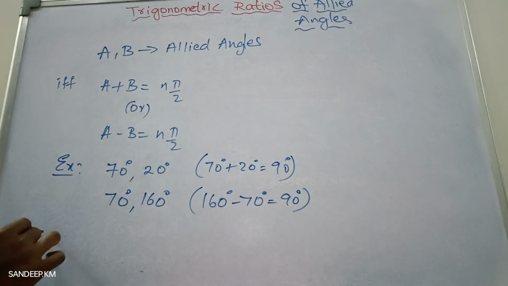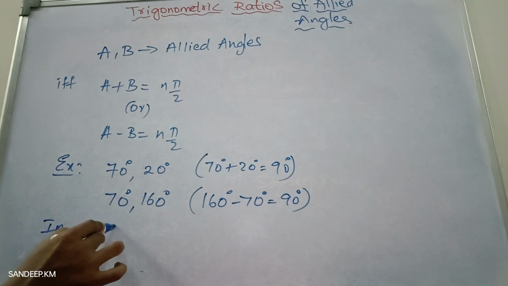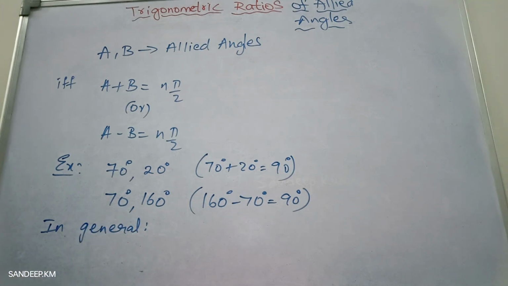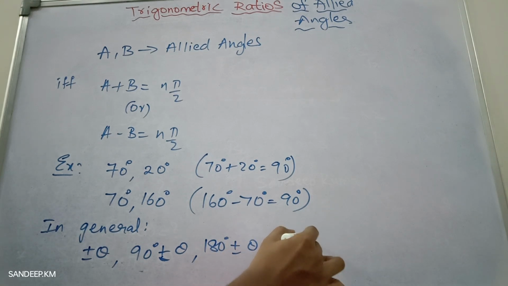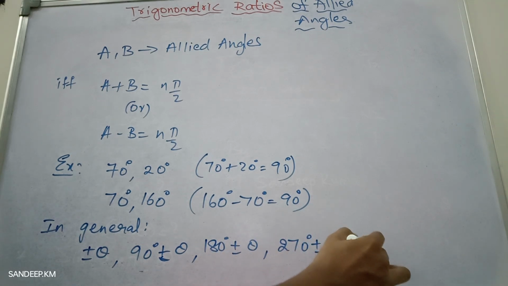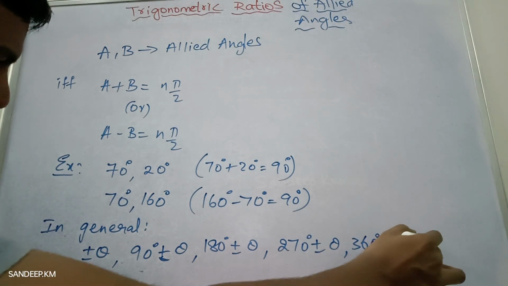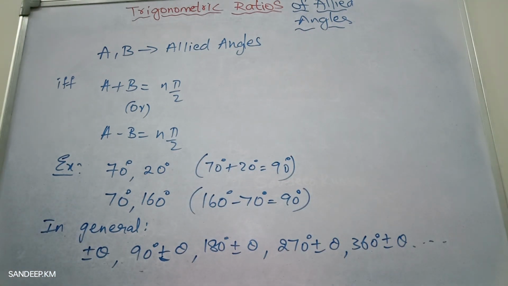So in general, I already discussed who are allied angles. In general, any two angles among the following angles are allied angles: plus or minus theta, 90 degrees plus or minus theta, 180 degrees plus or minus theta, 270 degrees plus or minus theta, 360 degrees plus or minus theta, and so on. You can pick any two among them, they are allied angles. Now let us find the trigonometric ratios of allied angles.